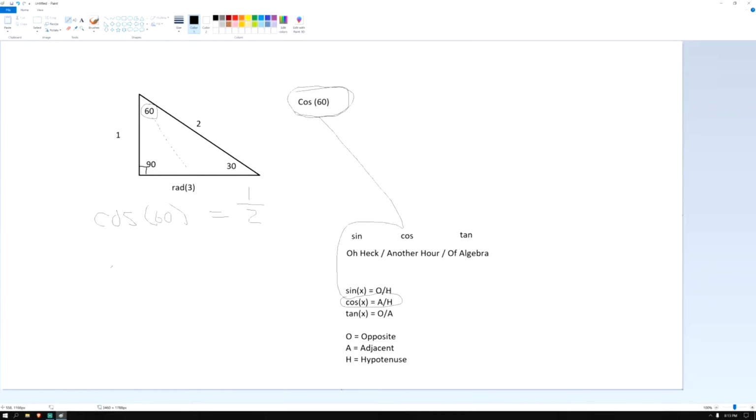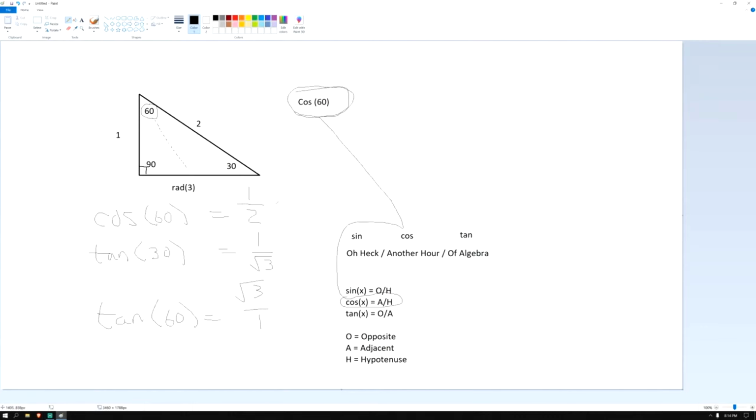What would tangent of 30 be? Tangent is opposite over adjacent. Take the 30. Opposite is 1. Adjacent is radical 3, because this is the hypotenuse, remember? Whoa. What's the tangent of 60? Tangent is opposite over adjacent, which is radical 3 over 1. Whoa. That's it. That's all you have to do.